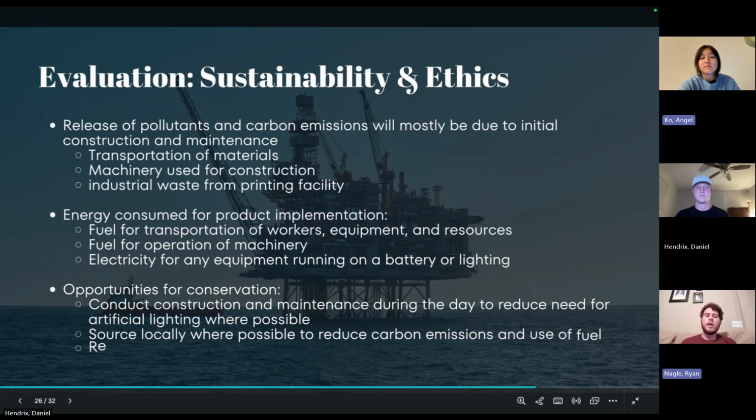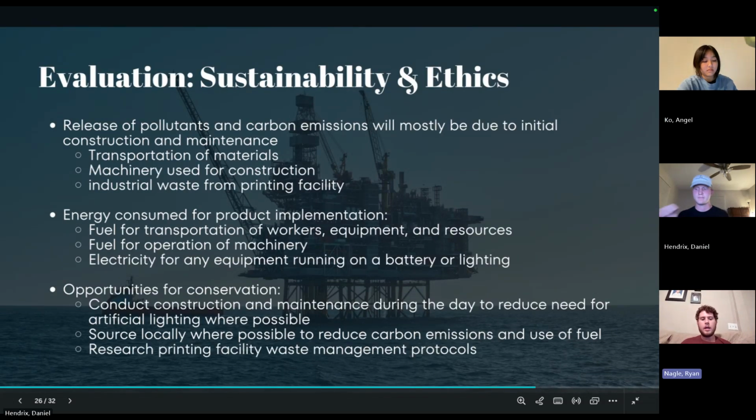All right, so now looking at the sustainability and ethics and the impact that the project will have. So as far as environmental impact goes, there are going to be pollutants released. There's going to be carbon emissions. However, the good news is most of that will just be due to transportation of materials, construction, and initial construction and maintenance that's done over time.